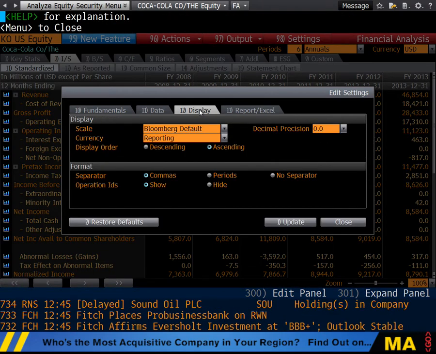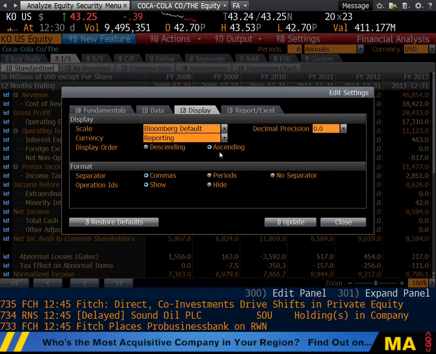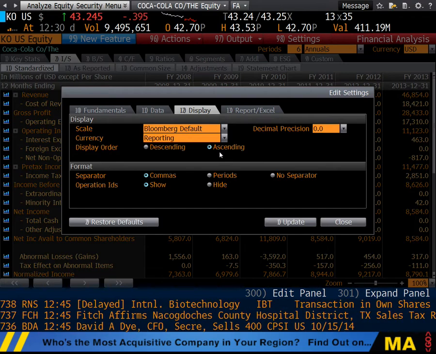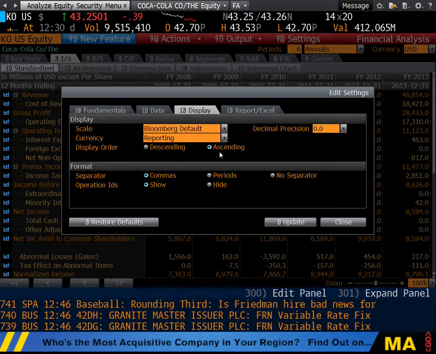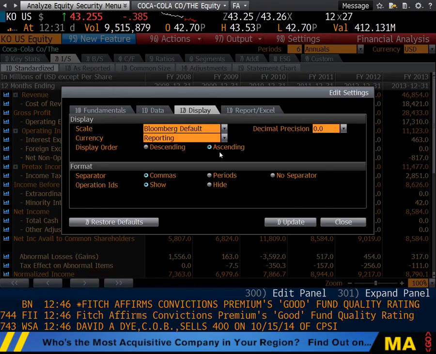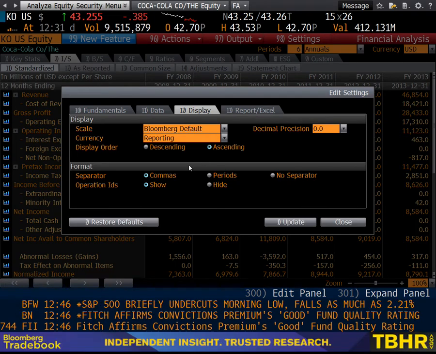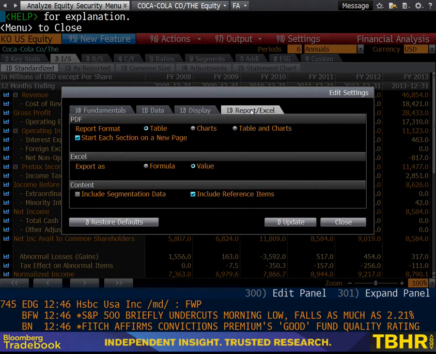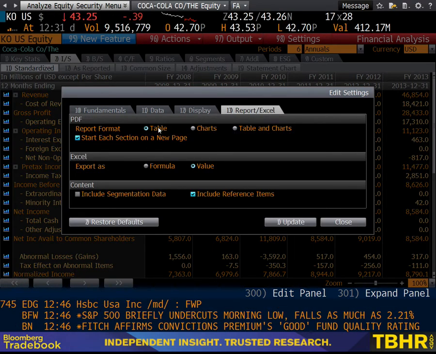For display, this is also important. I want to display, excuse me, in what's called ascending order, which means the most current year is on the right and the oldest year is on the left, as opposed to descending order. So I want the oldest to newest, ascending. And then I want it to be in commas. All right. And finally, under the Report Excel tab, I want the report to be a table, not a chart.